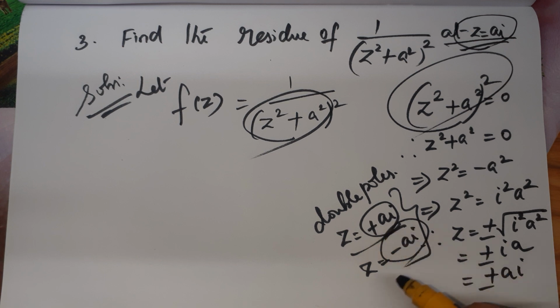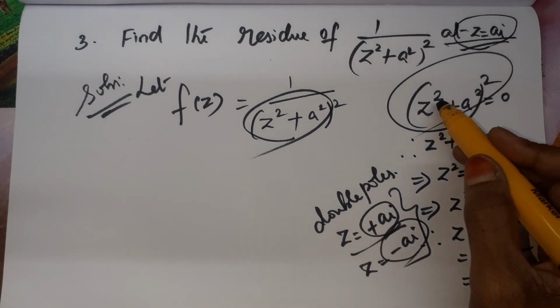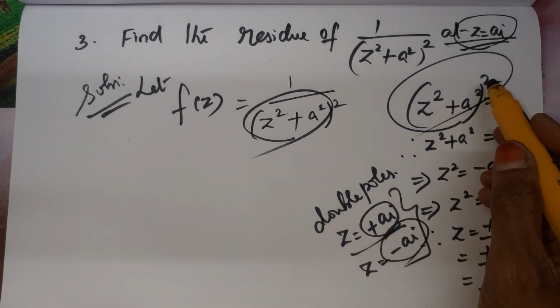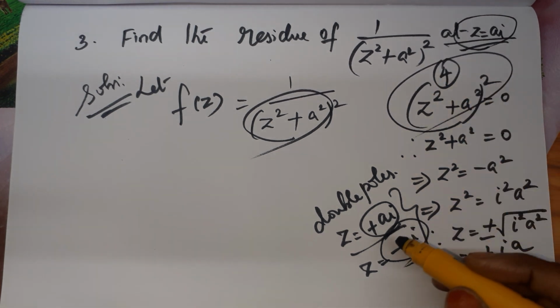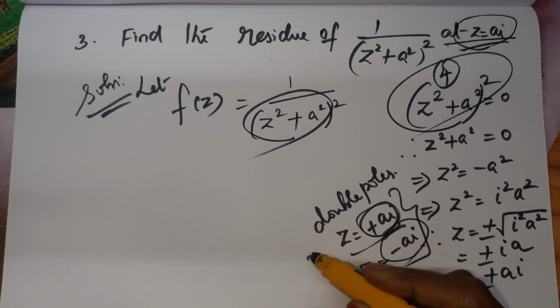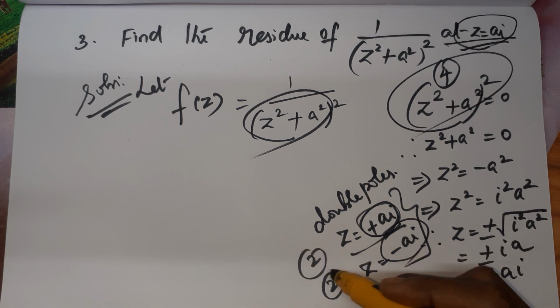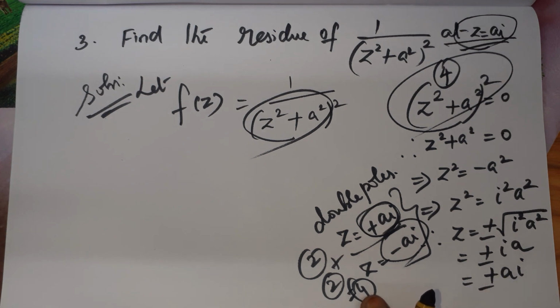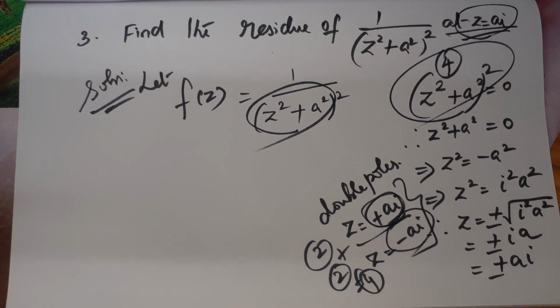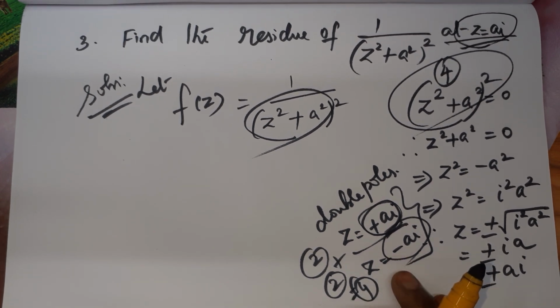Z equal to ai, z equal to minus ai. Look at the power, z square the whole square. So power is 4, so we need 4 poles. Okay, so this pole is repeated twice and this pole is repeated twice. On the whole, 4 factors, 4 roots we got. So 4 poles. Okay, so it is a double pole.